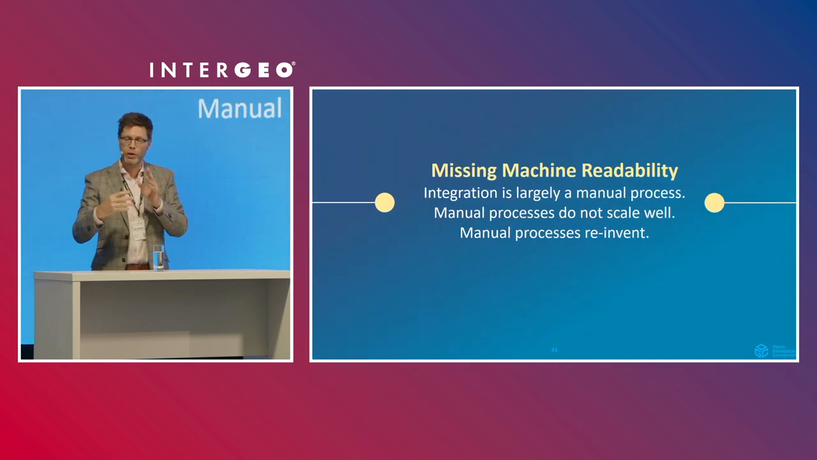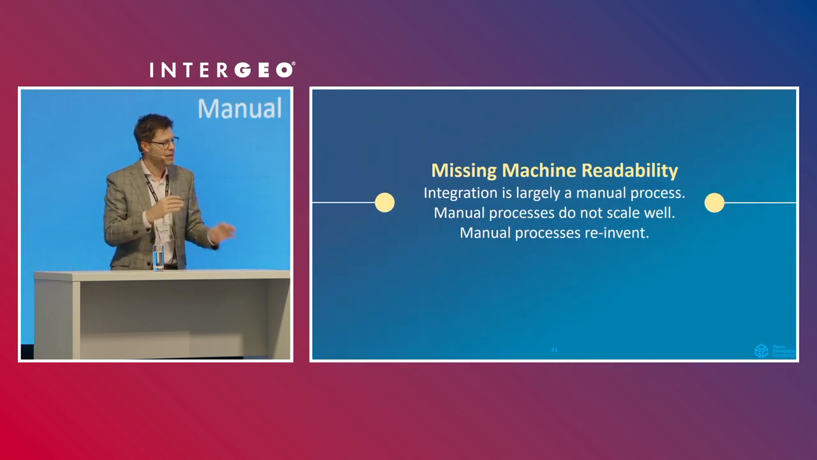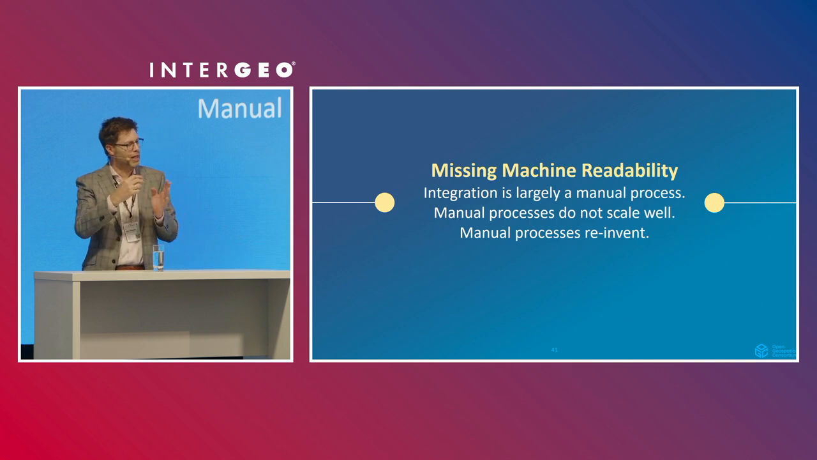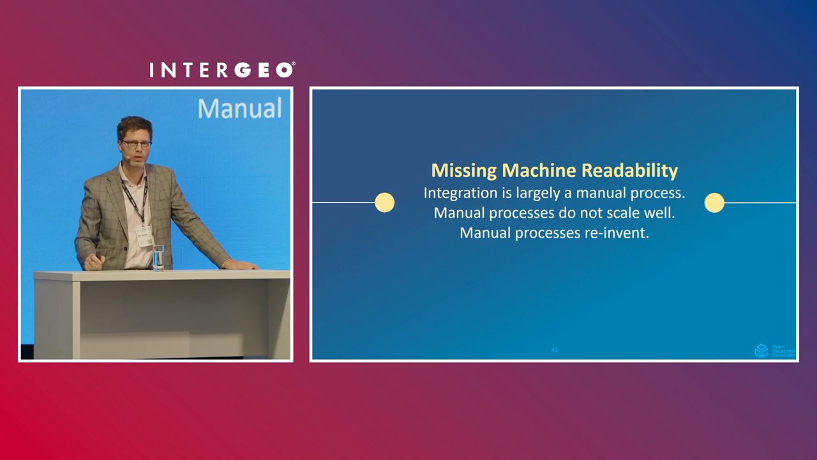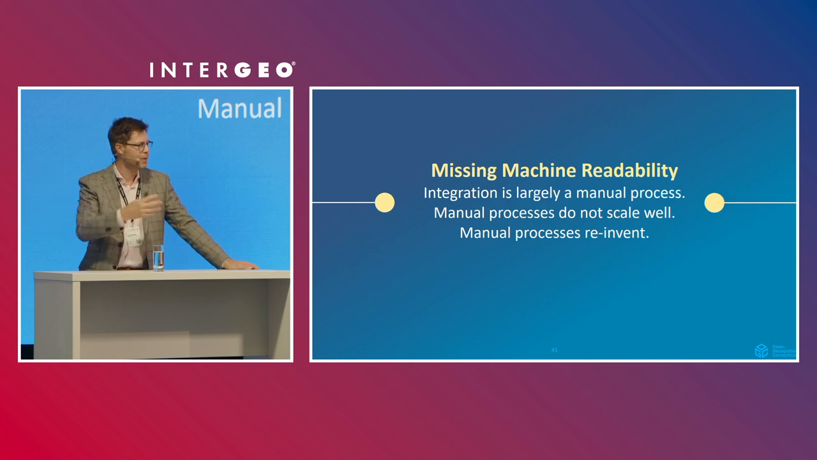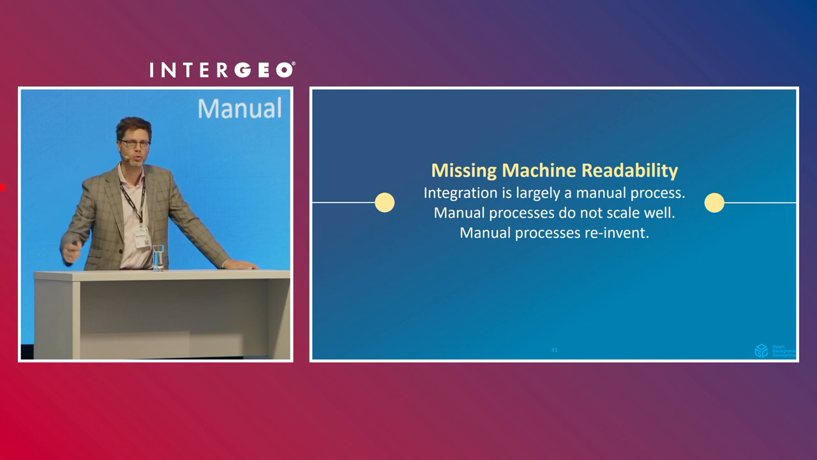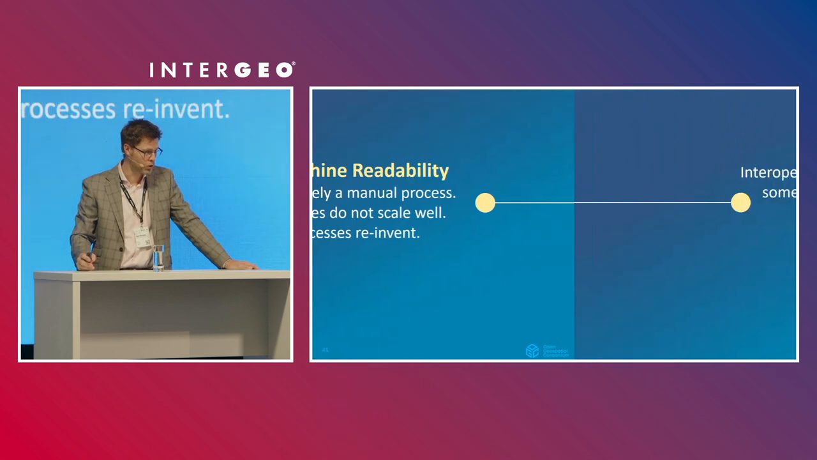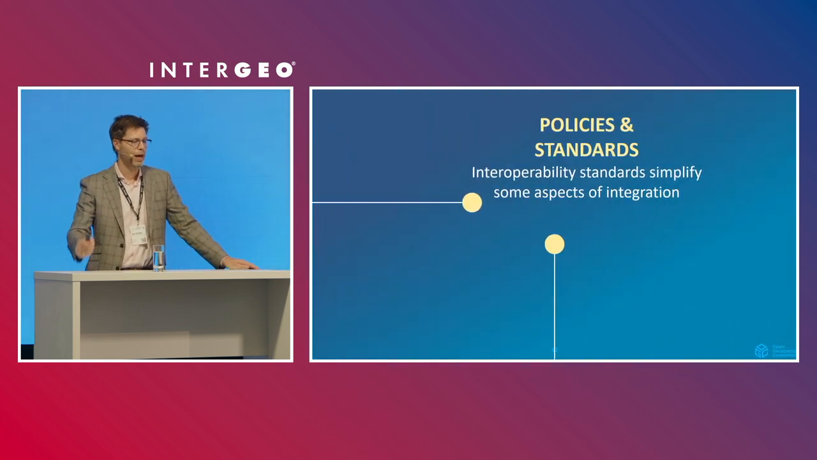The machine readability, we already talked about that, right? The machine readability is absolutely key, because the integration right now is largely a manual process. But you can manually integrate as long as you have very few data sources. But if your number of data sources goes up and continuously increases, then there is an end to what you can do manually, right? You need to have processes that scale. You need to have processes where the machine can take over these activities for you. So machine readability. How do you get there?